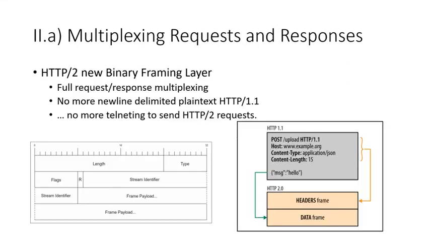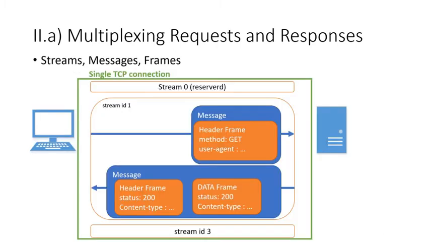The new H2 binary framing layer is the source of all performance improvement. This is what enables full request and response multiplexing by allowing the client and the server to break down an HTTP message into independent frames, interleave them, and then reassemble them on the other end. This also resolves the head-of-line blocking problem found in H1 and eliminates the need for most of the workarounds we discussed before. Here we can see a typical H2 communication on the wire.